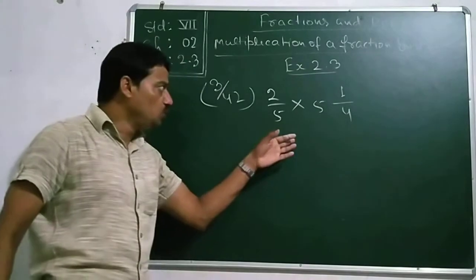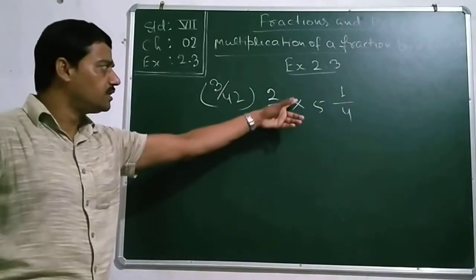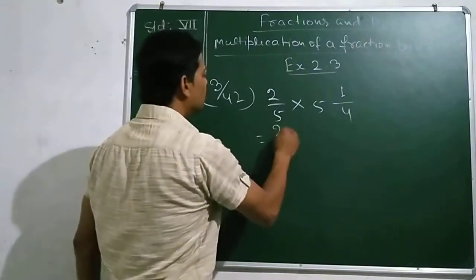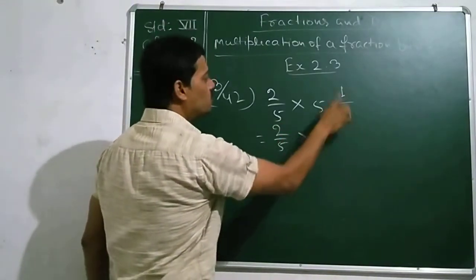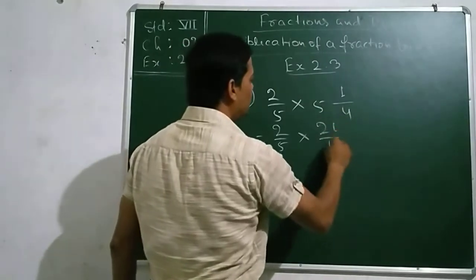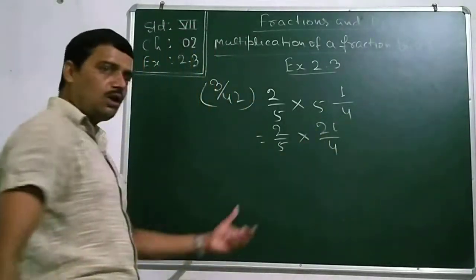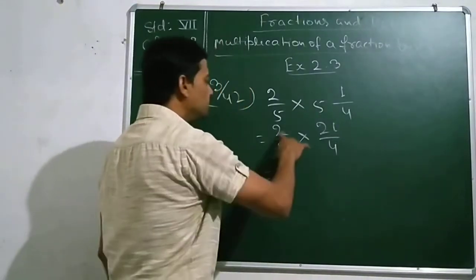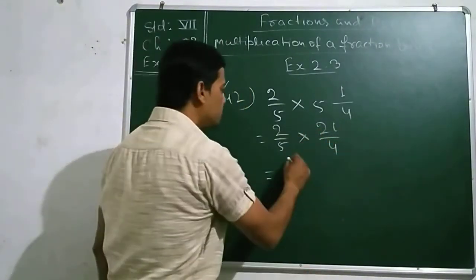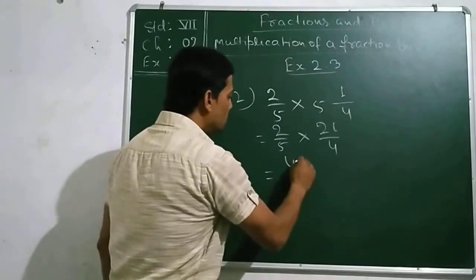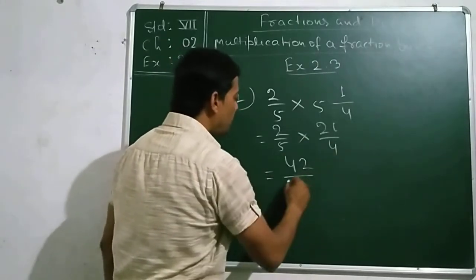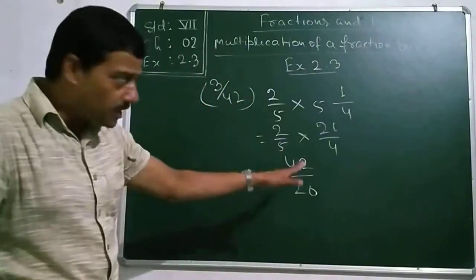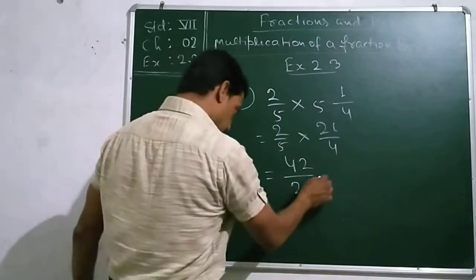As I had shown you in the previous sum, I think this is very similar to that sum. See, 5 4s are 20 plus 1, 21 by 4. Now follow similar steps, but one thing you will get here: 21 into 2 is 42 by 5 into 4 is 20. Once again you can reduce this to the lowest term.